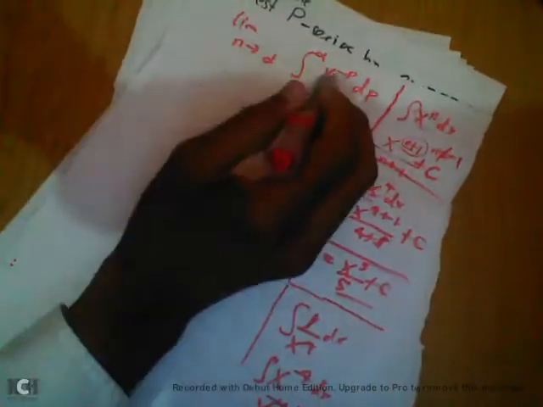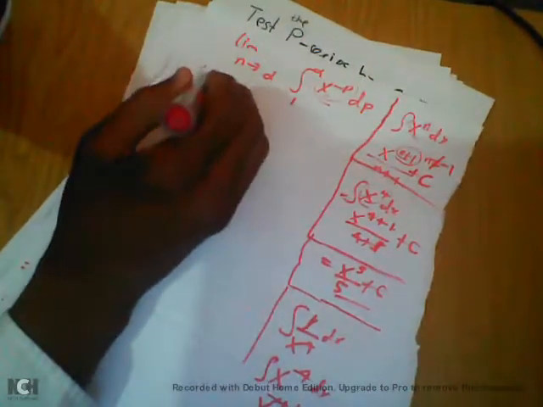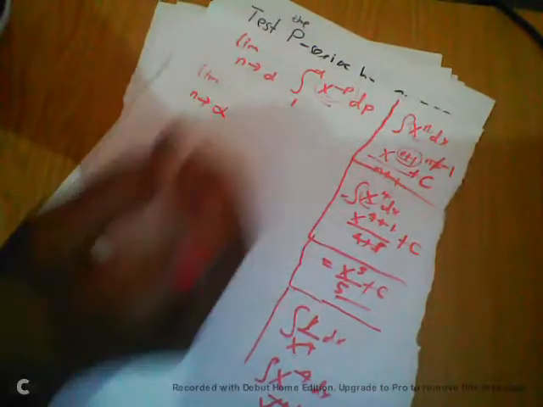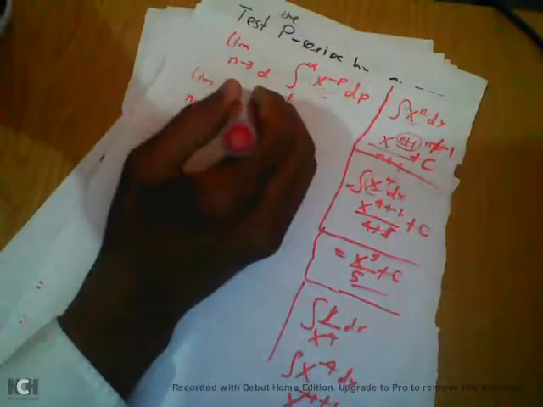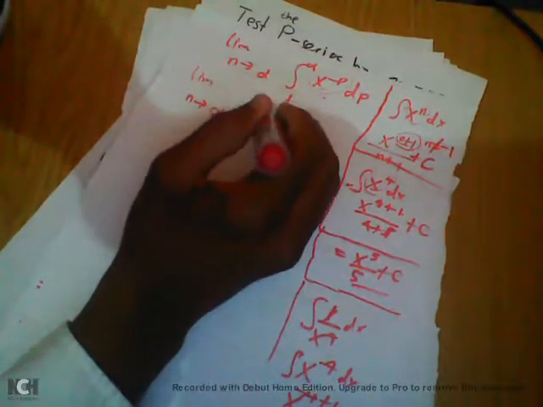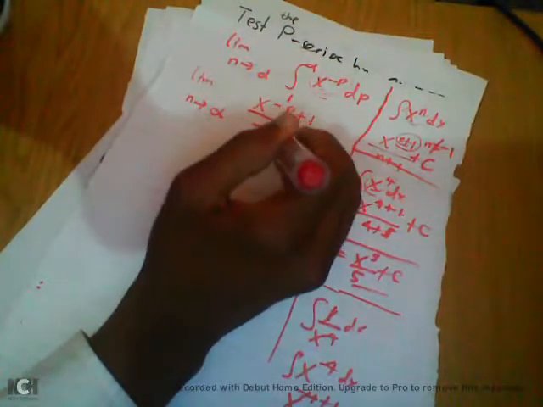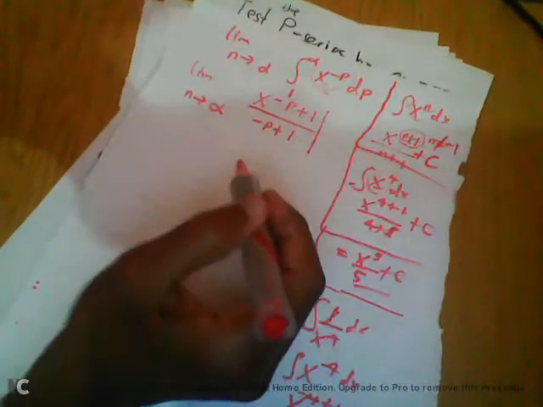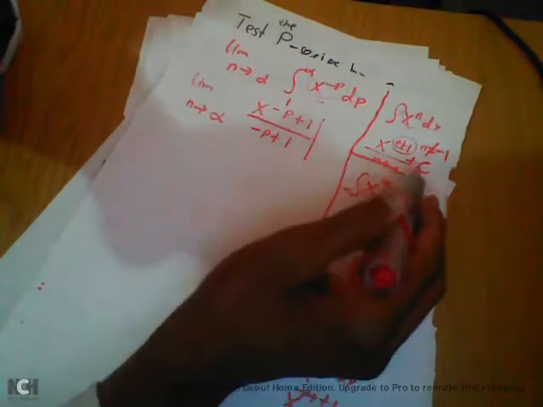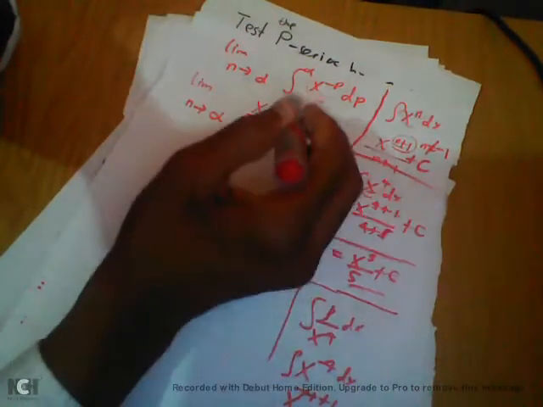So let's take this one here. I'm going to say limit, because it's still there, infinity. And now this one is going to be x to the negative p plus 1 over negative p plus 1. Where is the limit? Where is plus c constant? We're not going to plus constant because this integral has a limit.